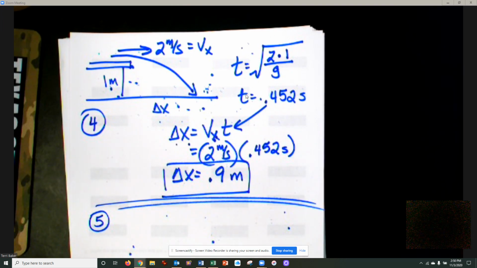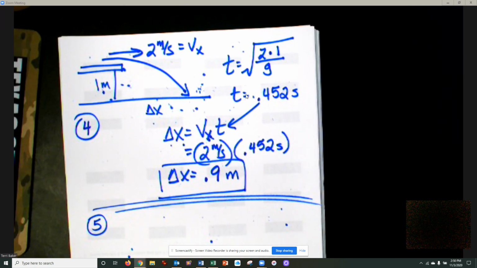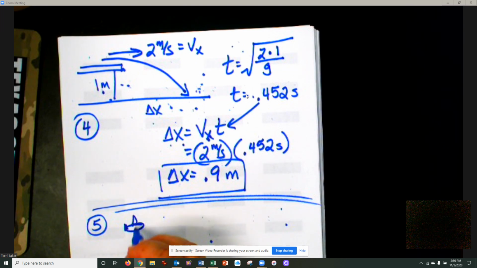Five is exactly the same problem, but it's just in a different scenario. A rescue pilot drops her survival kit while her plane is flying at an altitude of 2,000 meters. So here's the plane. It's flying along at 2,000 meters. That's your x. It wants to know how far it needs to drop the package to land near the survivor. So it wants to know delta x. It's just like this one. So here we go.